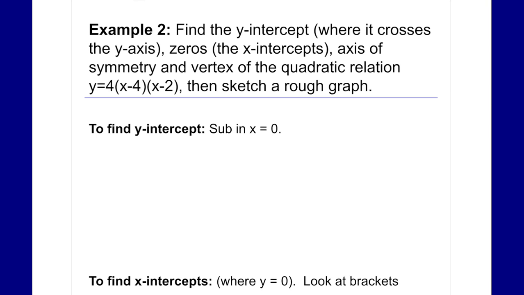So the first thing we're going to do is find the y-intercept. The y-intercept is when it crosses the y-axis, and it's when x equals 0. So I'm going to take my equation, y equals 4 times (x minus 4) times (x minus 2), and to find the y-intercept, I'm going to sub in x equals 0. So everywhere I see an x, there's going to be a 0. So 4 times (0 minus 4) times (0 minus 2).